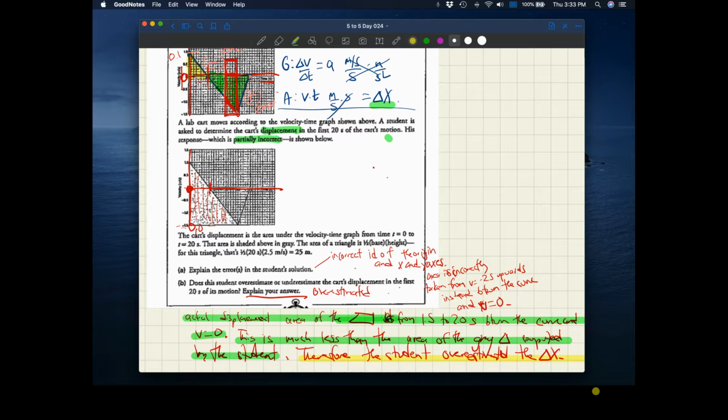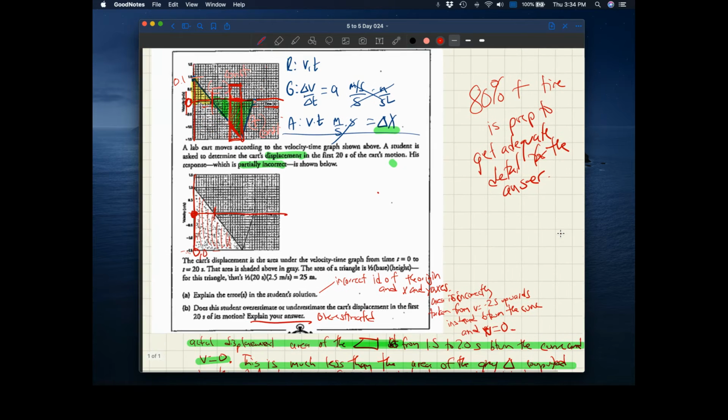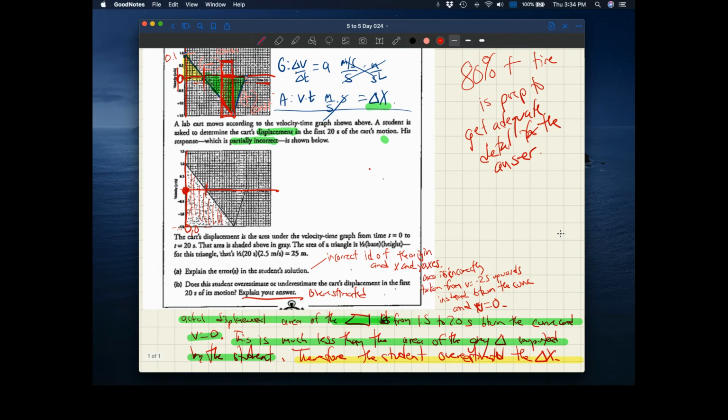So again, in this question, if you will notice, like others we've seen, 80% or more of the time is prep to get adequate detail for our answer. I would say if we spent 10 minutes on the total question, we would have spent only about 2 writing the answer. And because we had done all that work, it allows us to be succinct.